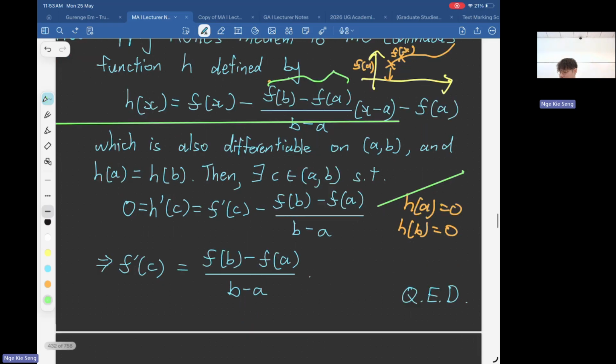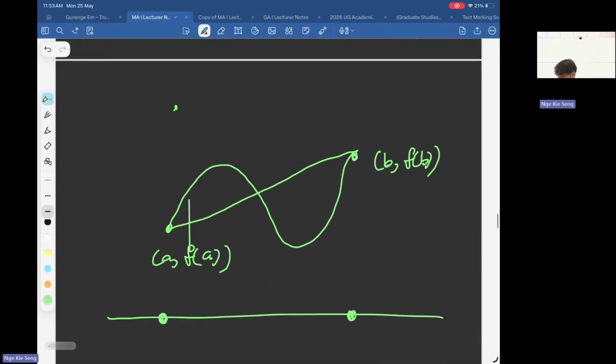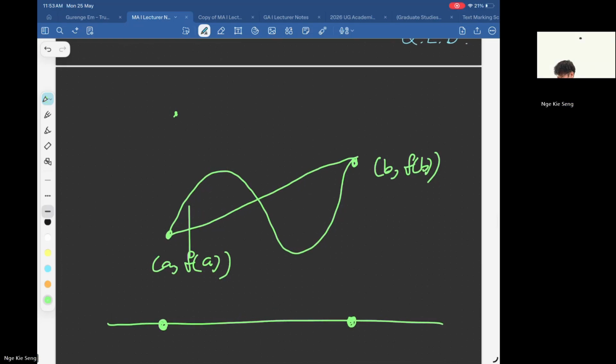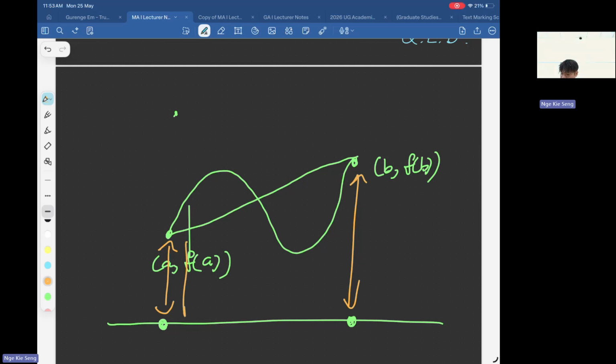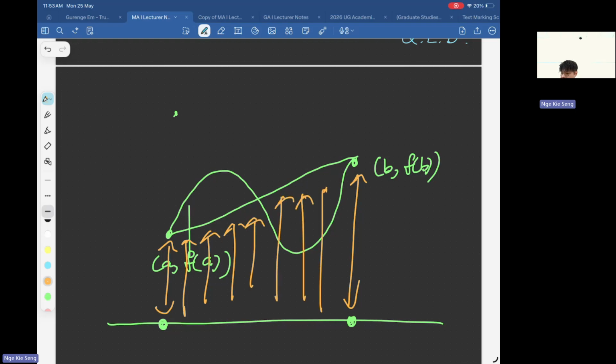Okay, maybe we should see this then. It means that your f value needs to take away the distance here. I think I found the distance already. So for a, f(a), the distance here you need to deduct, and for b, f(b), the distance you need to deduct is this. And then for the rest, you need to use this to deduct.